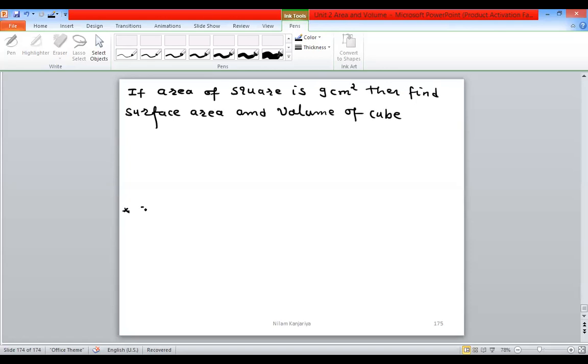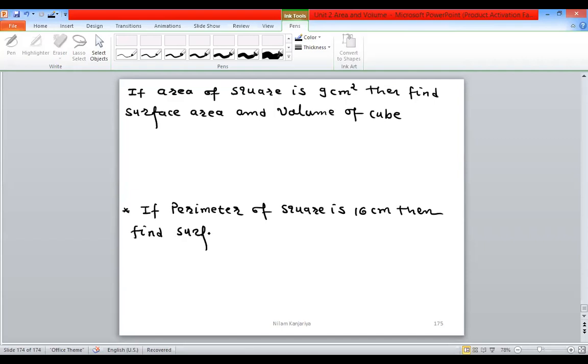And the next one: if the perimeter of a square is 16 centimeter, then find the surface area and volume of the cube.